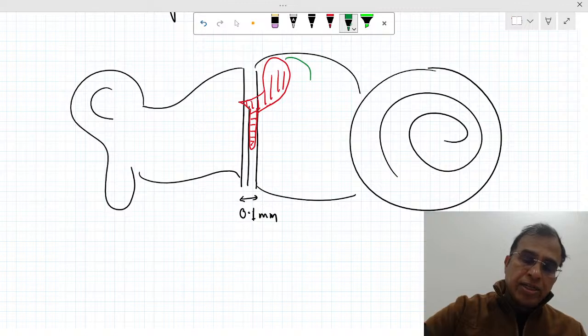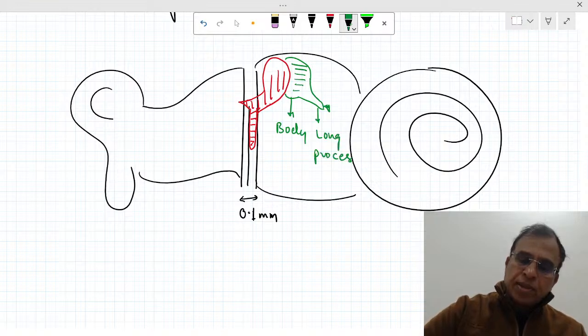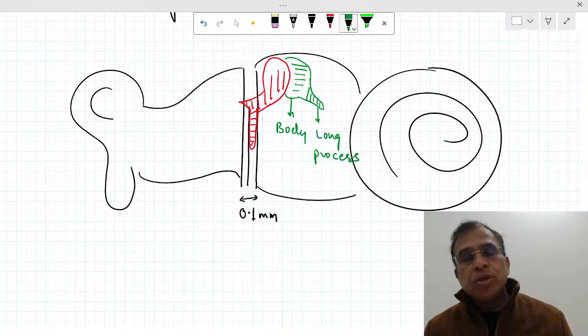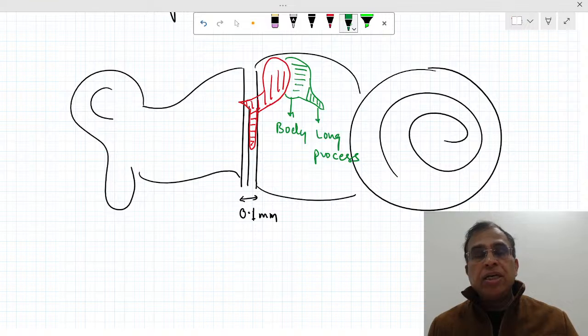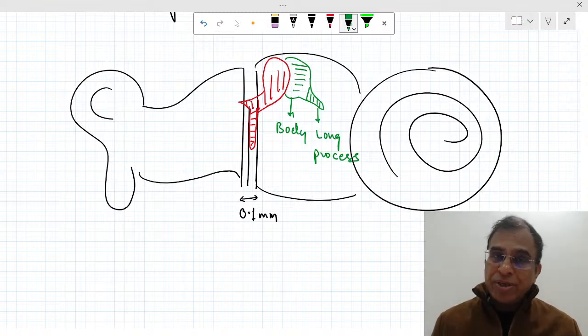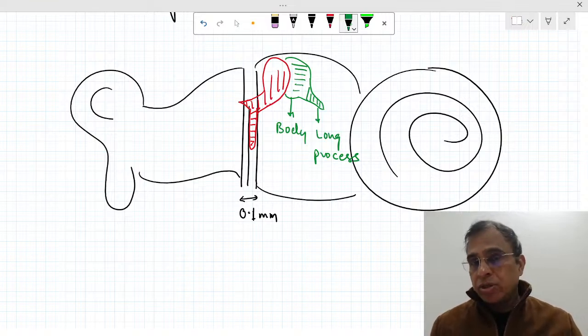So incus you can draw like this. So this is your body of incus. Then this is your long process of the incus. So when you have a long process of incus, there has to be a short process also. Short process of incus I will mention a little while later, because short process is on the back side of the body and it goes on the posterior wall of the middle ear. So when I talk about the posterior wall of the middle ear, I will mention the short process of the incus also. So keep in mind that name.